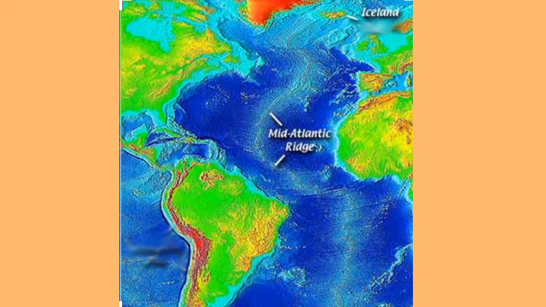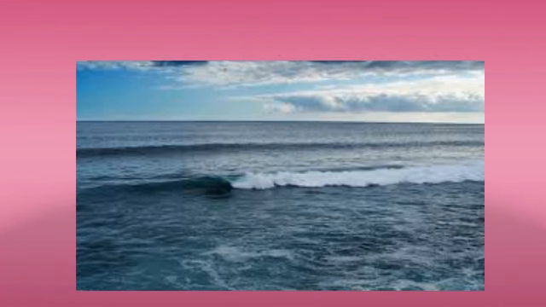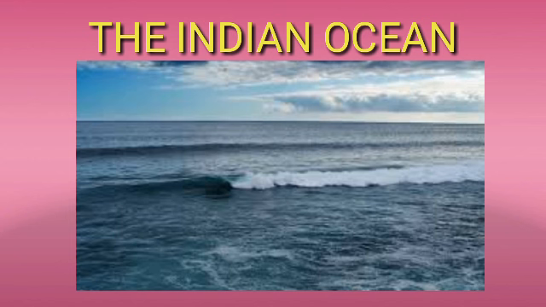This underwater mountain range located in the Atlantic Ocean, children, also consists of mountain ranges and valleys. It extends from Greenland in the north to the South Atlantic Ocean, children. The islands of Iceland, Azores, Bermuda and Tristan da Cunha are parts of this mountain range, children, which rise above the mean sea level. Now let's learn about the third ocean, children, that is Indian Ocean.